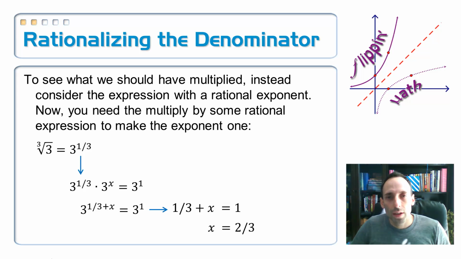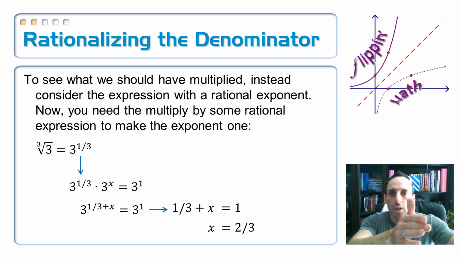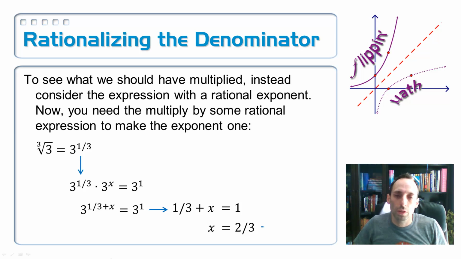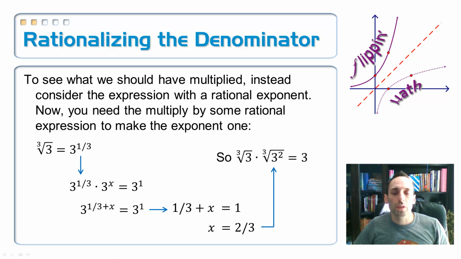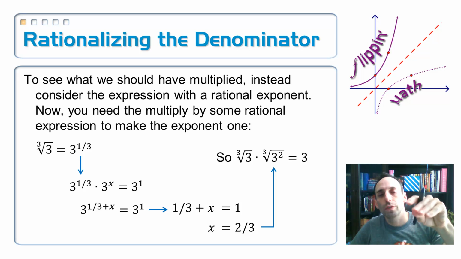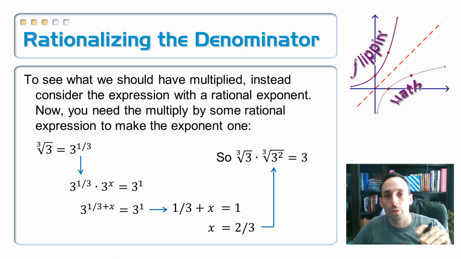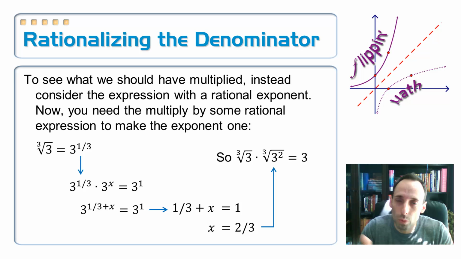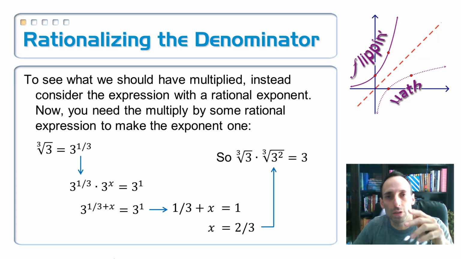What does that mean? That means that if you were to multiply x to the 1/3 times x to the 2/3, you get, well, you just get x back. In this case, well, we'll get 3 back. So here's what this would look like then. The cube root of 3 times the cube root of 3 squared, that would all multiply together to give me just 3. And that's what I'd want to happen in the denominator so that I don't have any cube roots anymore.